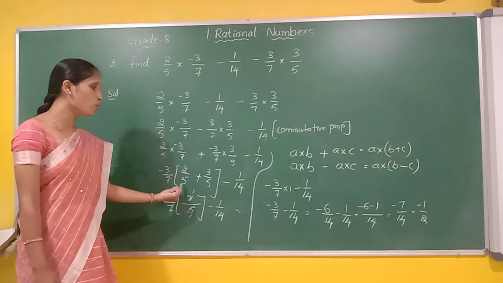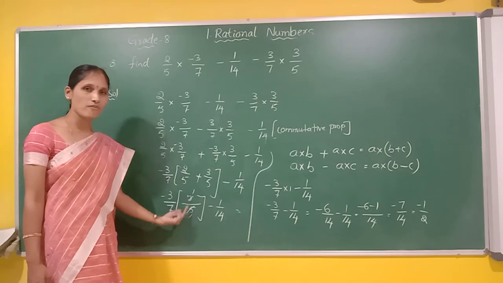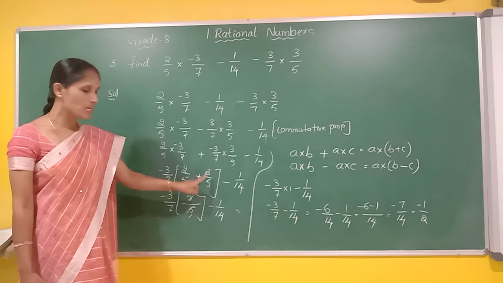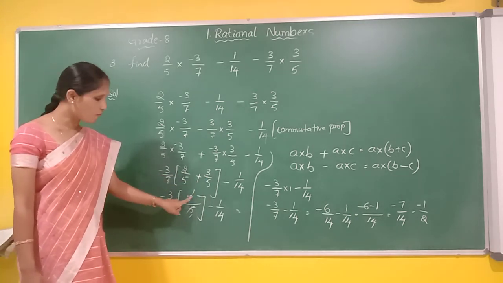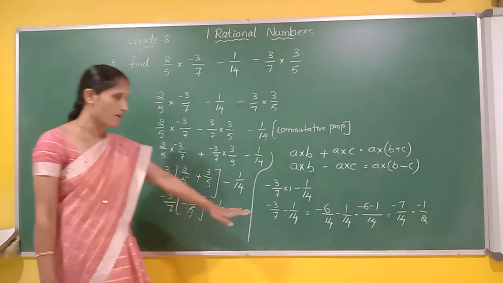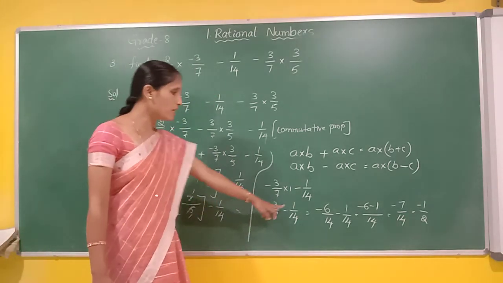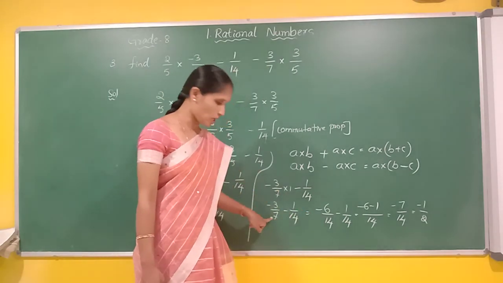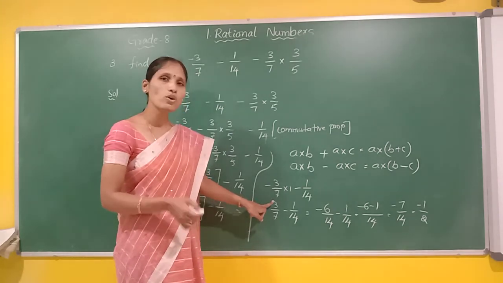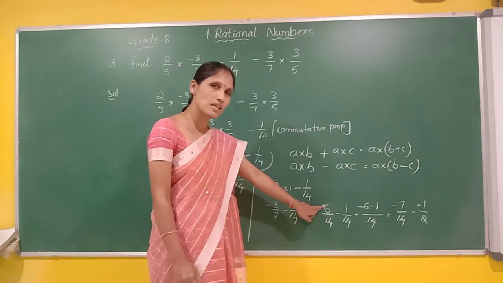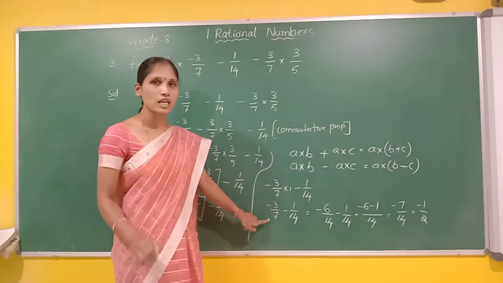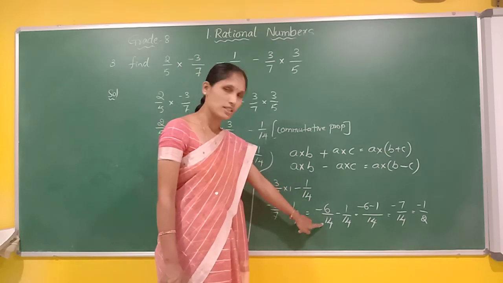Now the sum of 2 by 5 and 3 by 5 is 5 by 5. Take a common denominator, that is 5. Add the numerators, that is 2 and 3. The sum equals 5. The value of 5 by 5 equals 1. Minus 3 by 7 into 1 equals minus 3 by 7. Minus 1 by 14 as usual. To make the denominators equal, we multiply minus 3 by 7 with 2: 3 into 2 is 6, 7 into 2 is 14. So the value of minus 3 by 7 equals minus 6 by 14.